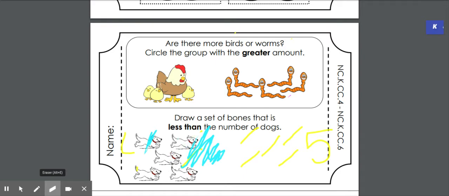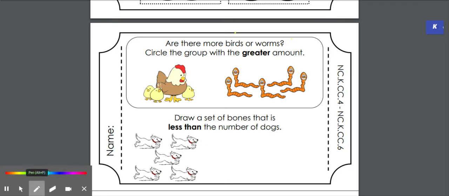All right, I think we're ready. Here we go. At the top, it says, are there more birds or worms? Circle the group with the greater amount. Greater, greater than. You see that word is darker black. It wants us to remember we're looking for the group that has the greater amount. So again, we're going to go back to that strategy of check and count. I'll just keep my teal color here, and we will count the birds.